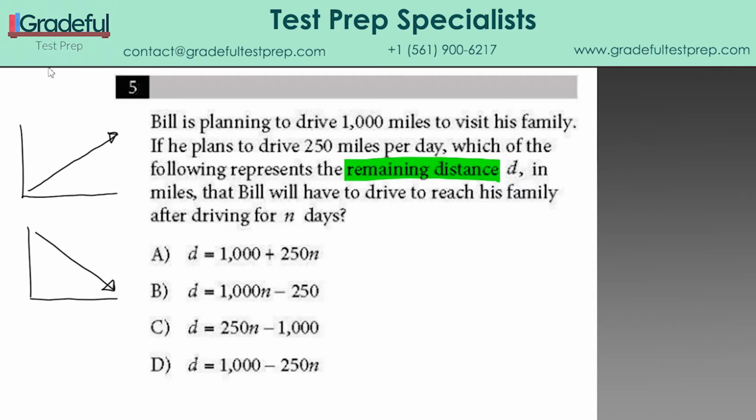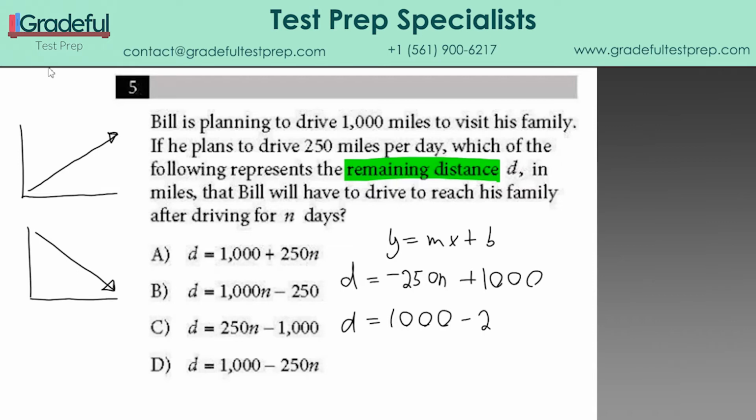And so now, thinking of that as y equals mx plus b, it means that initially there's 1,000 remaining, and we're going to be taking away 250 per day, and n is the number of days. And all of that is going to give us the distance remaining. So if we switch that, instead of mx plus b, into b plus mx, that's going to give us 1,000 minus 250n. And that matches answer choice D for number 5.